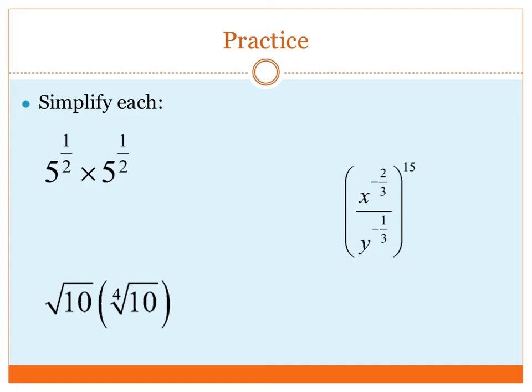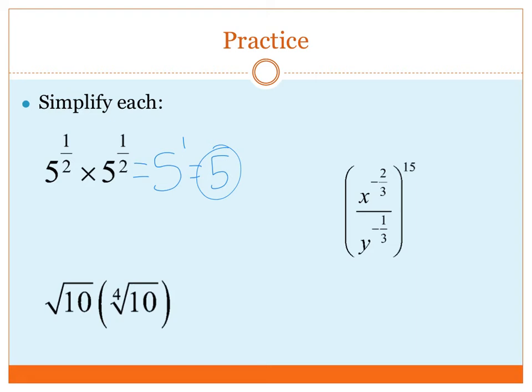So let's take a look at this first one. 5 to the 1/2 times 5 to the 1/2. Well, remember, when we multiply like bases, we add our exponents. Well, what's 1/2 plus 1/2? Get 5 to the first, or basically just 5. Excelente.